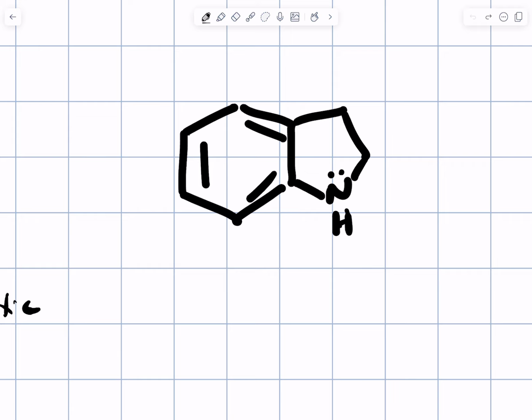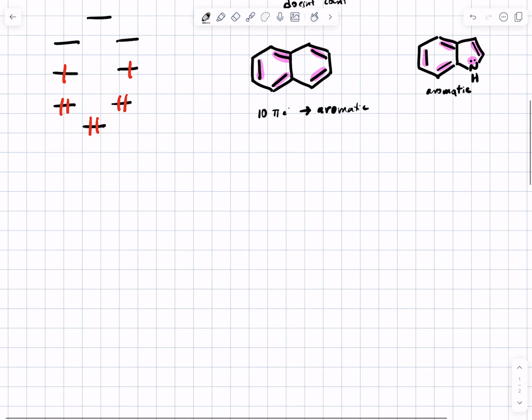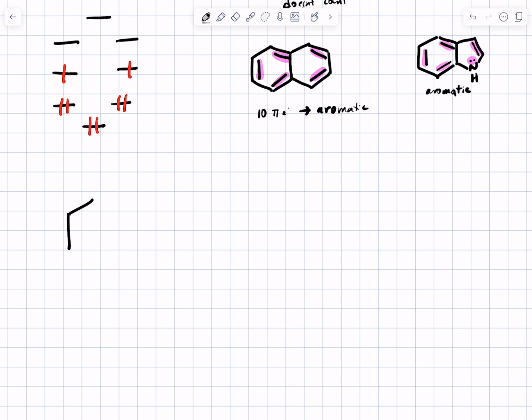Let's deal with the nitrogen first. Does a lone pair count or not? Yes, you can tell because it's adjacent to a pi bond, so it's in a p orbital. So 2, 4, 6, 8, 10, again, aromatic. Good. Except we can't spell. Here's one that's in your text.